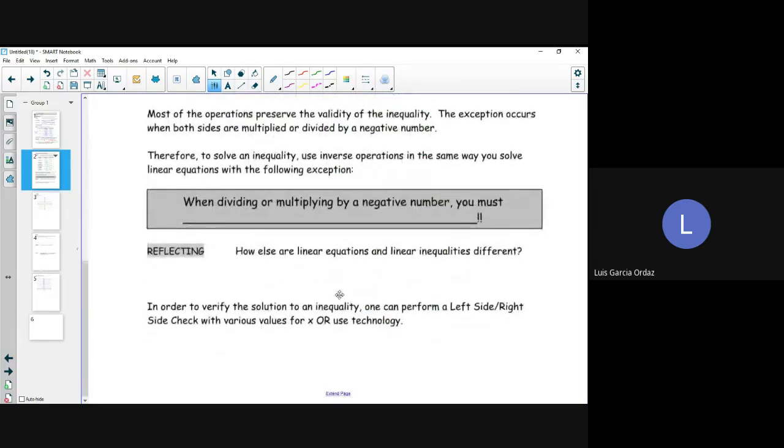So we're not getting to the algebra part yet. We'll be getting into the second half of the lesson. So there are times where we do divide the variable by a negative number. So when this happens, when dividing or multiplying by a negative number, we must always reverse the inequality.